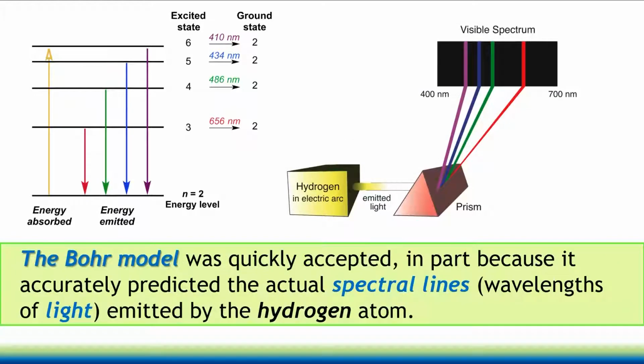This model beautifully explained something that was already known: if you took hydrogen atoms and ran electricity through them and looked at the light from a hydrogen atom, you didn't see all the colors of the rainbow. When you took that light and put it through a prism, it separated into specific colors, what we call spectral lines, individual wavelengths of light. And Bohr's model predicted the exact colors of light you would see. That's quite impressive.